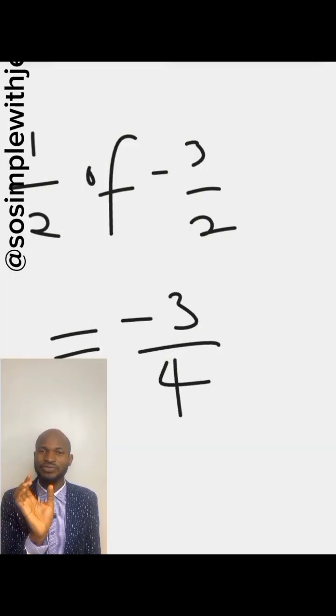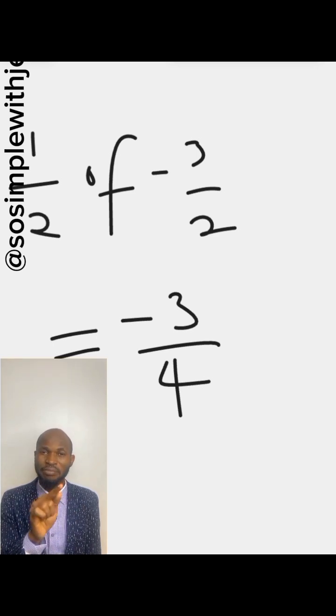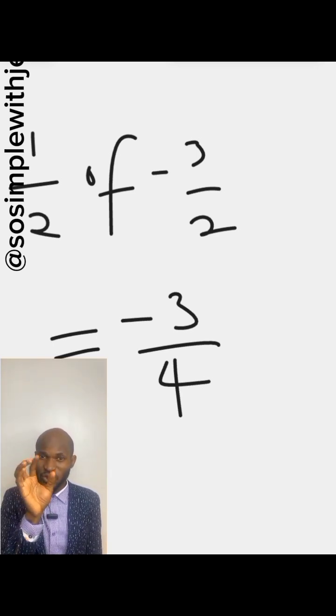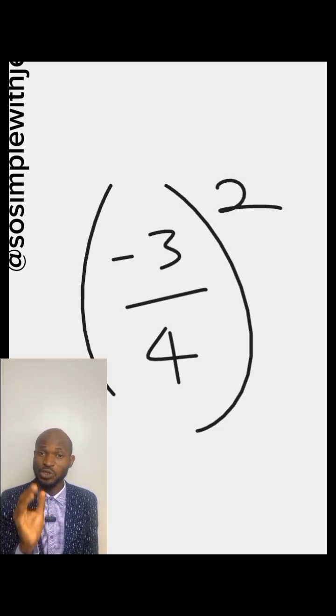So half of the coefficient of x is going to give you minus 3 over 4, because half times minus 3 over 2: 1 times minus 3 is minus 3, and 2 times 2 is 4. So you now have minus 3 over 4 as half of the coefficient of x. Okay, note that. Now remember, it's going to be the square of it, so we're going to add that on both sides of the equation.